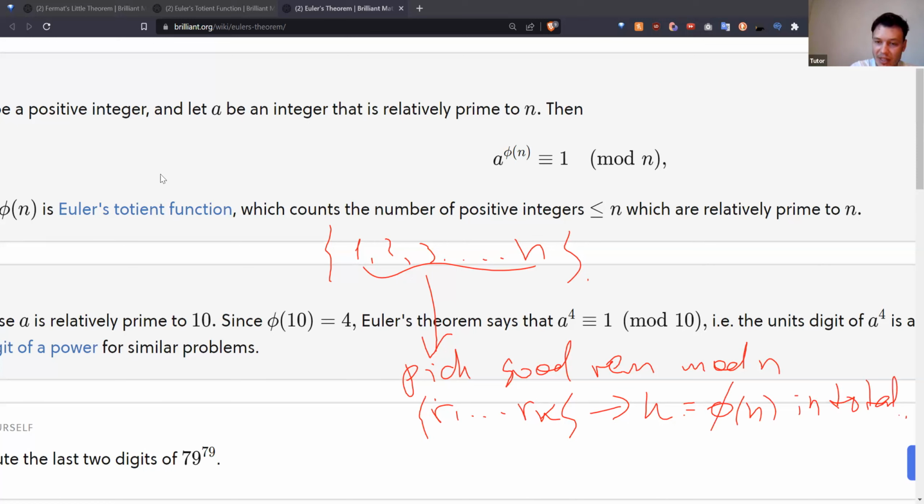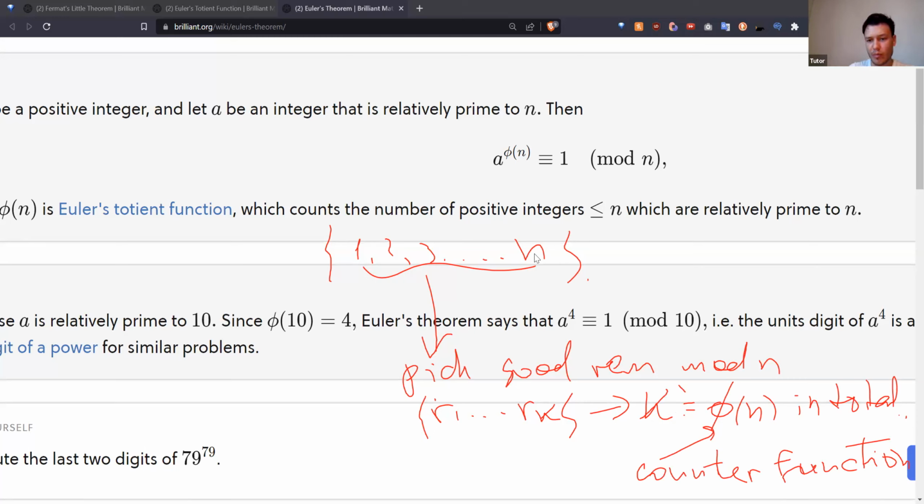So basically, this is a counter function, because this function counts all the good remainders mod n. You look mod n, and you're like, okay, which one of them are good, right? So you're going to get them. Yeah, so if you look in here, you can look at a couple different examples.